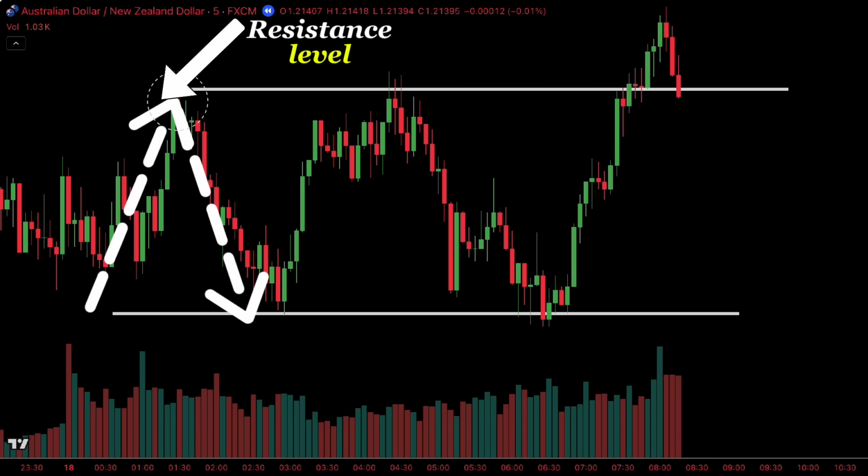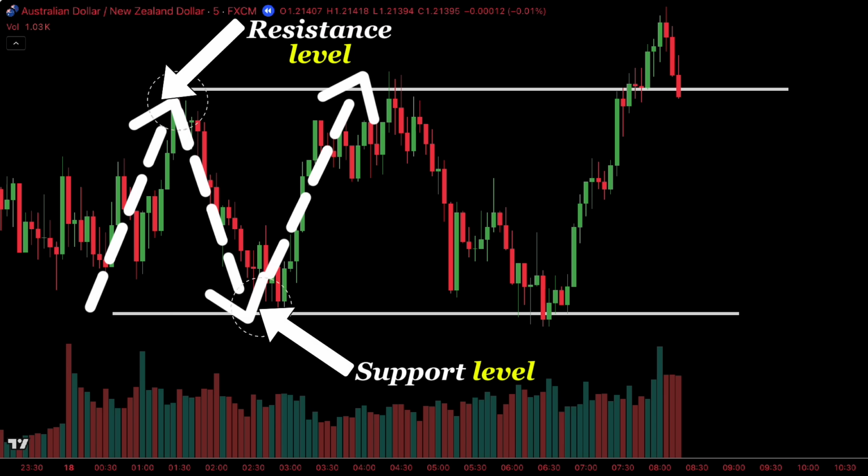Then price moves down, hits this level again, and reverses, forming a clear support level. This is what we call a range-bound market. At this point, buyers are not in control. Sellers are not in control. The market is in equilibrium.